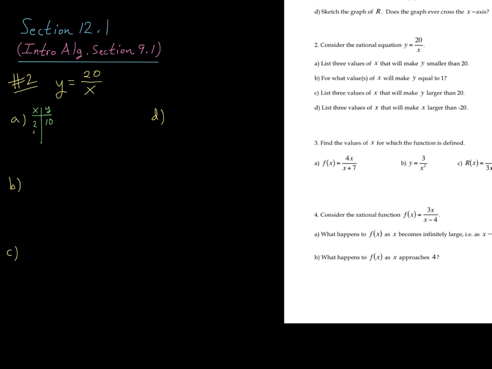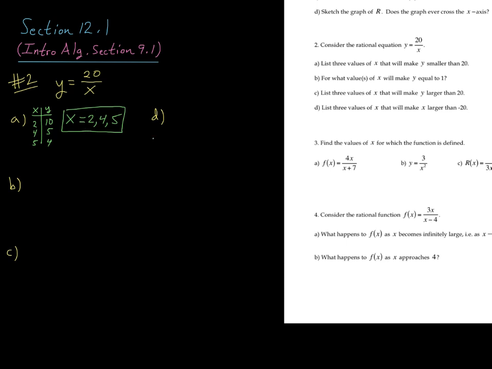I could do, say, 4 if I want y to come out to be a nice whole number. That would give me 5, right? 20 divided by 4. If I plugged in 5 for x, that would give me 4, so on and so forth. So it's just asking for 3 values of x that will do this. So here I could just say 2, 4, and 5. Now, there are many variations here. You could say 2, 3, and 4.